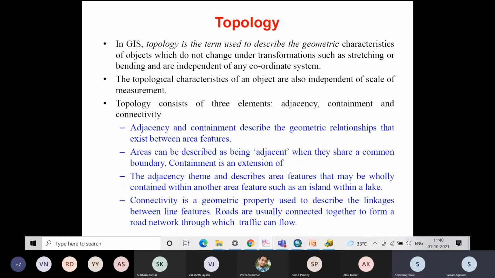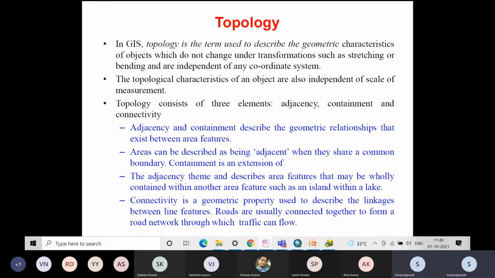Next thing is, when we express the data, the first thing is the spatial referencing. After that, another one is topology. Okay. Topology works when we use vector data. In that case, topology comes into play.